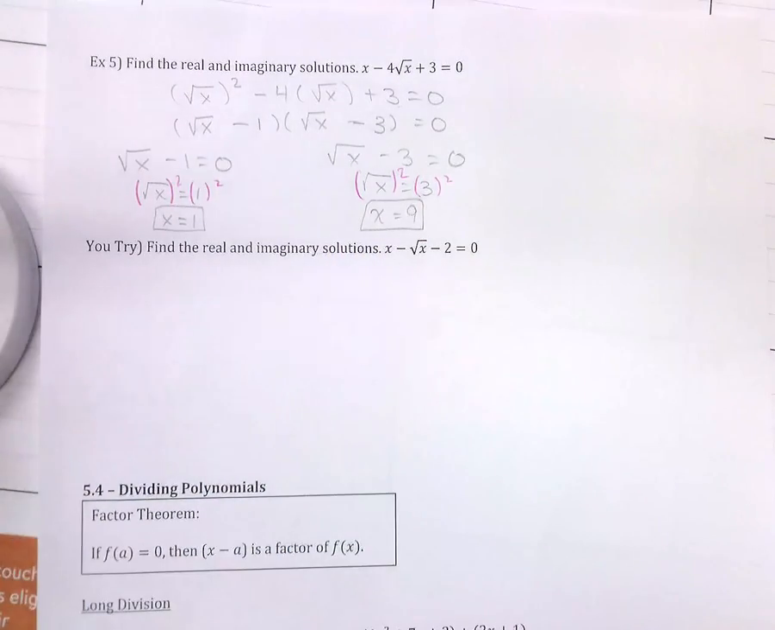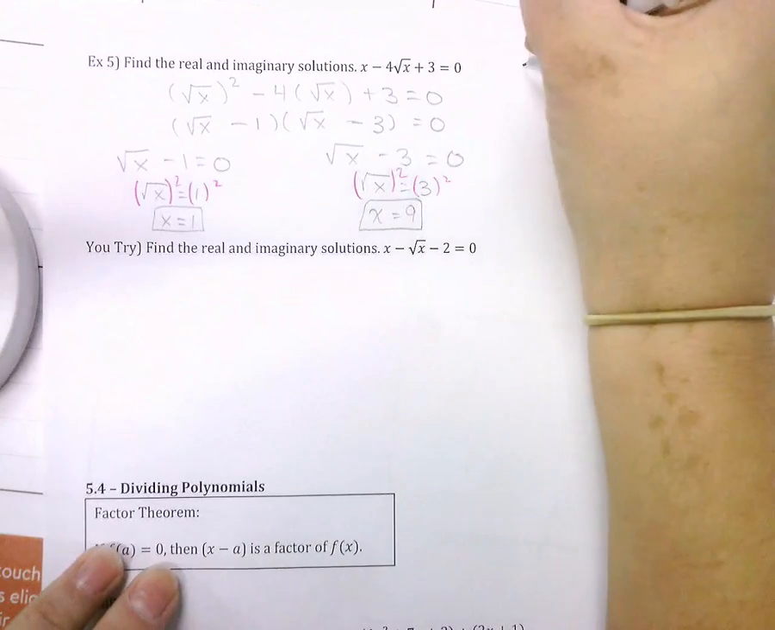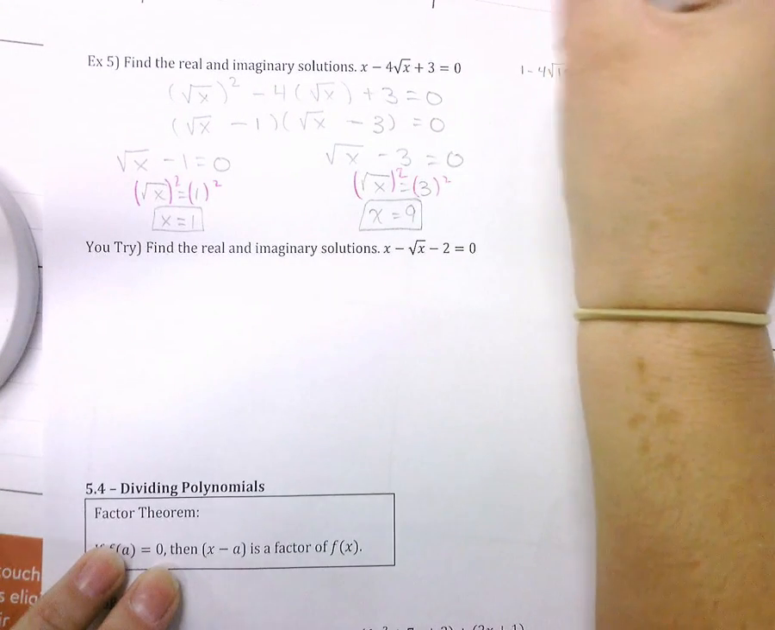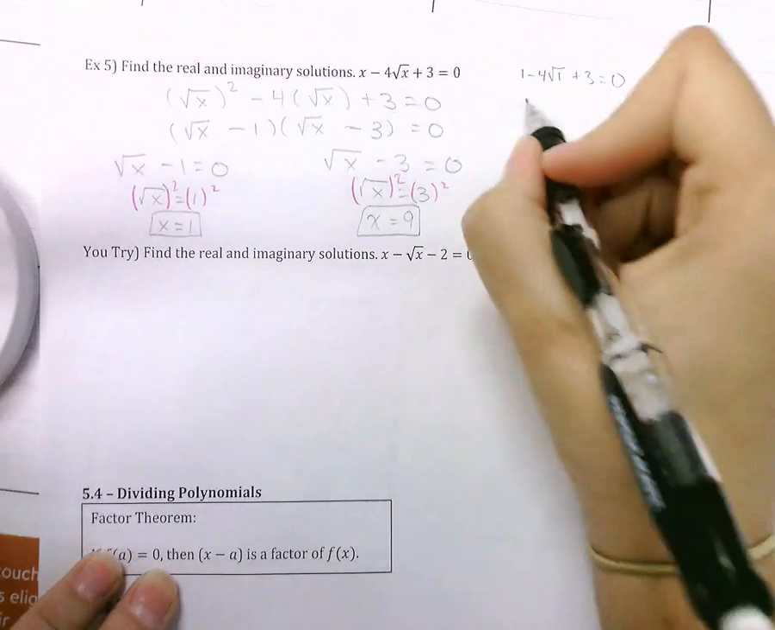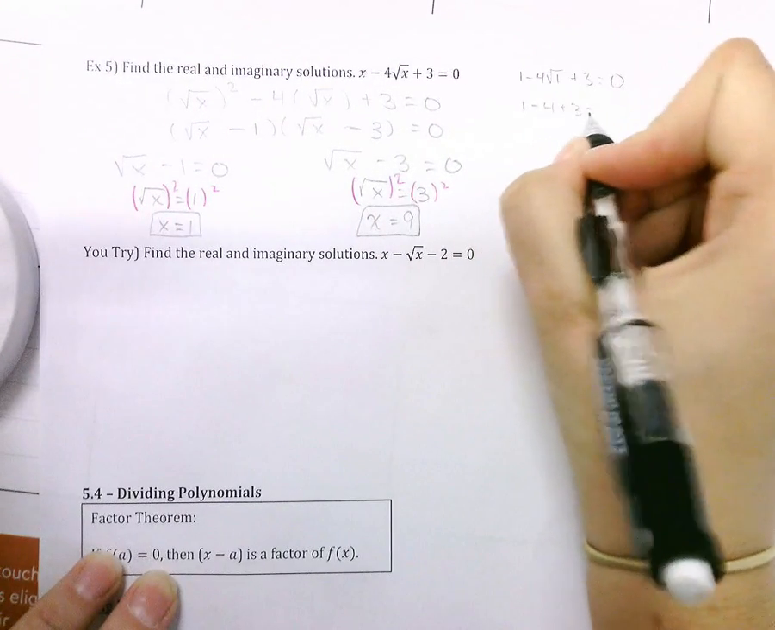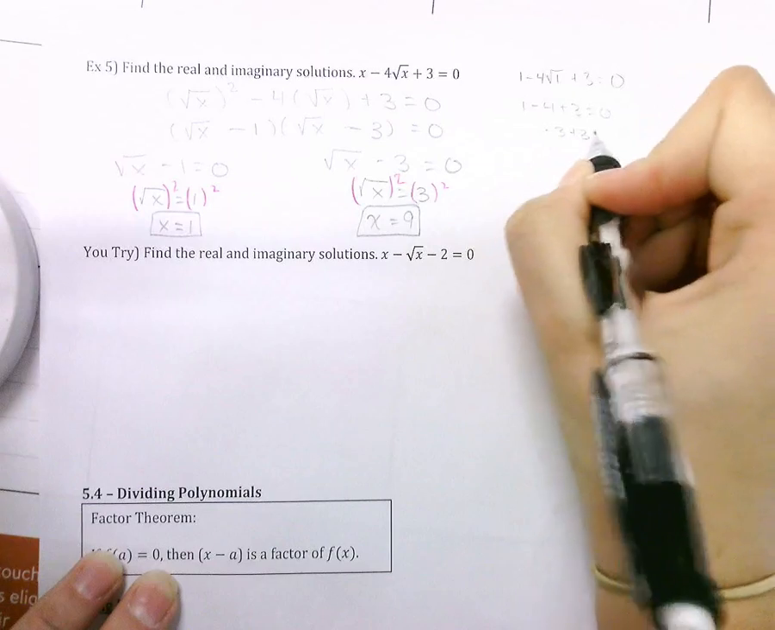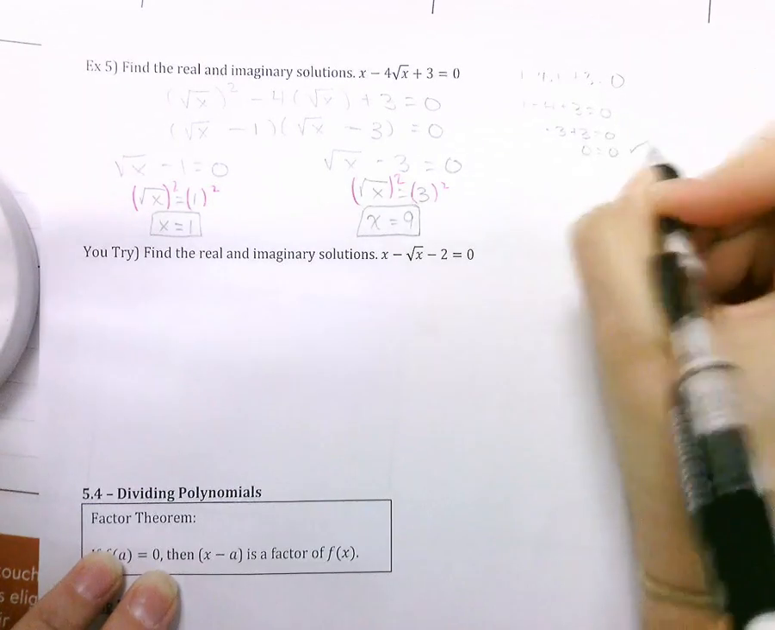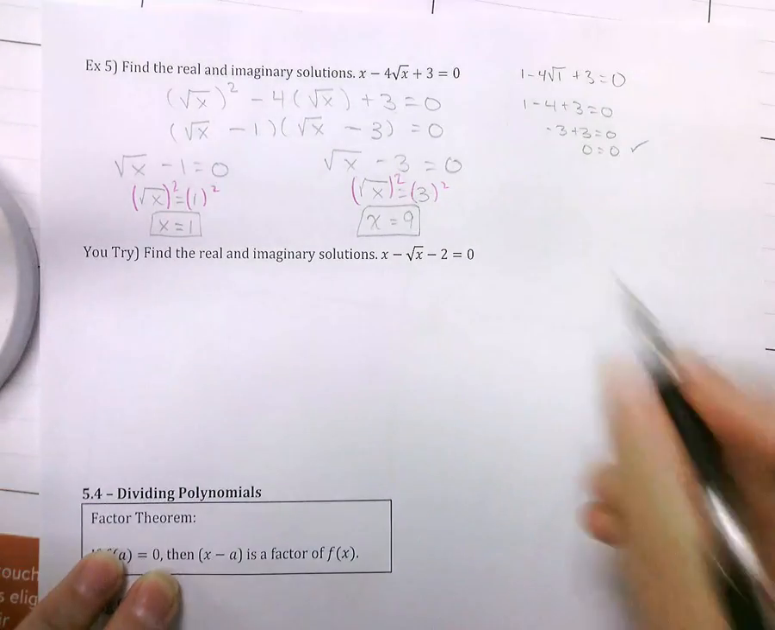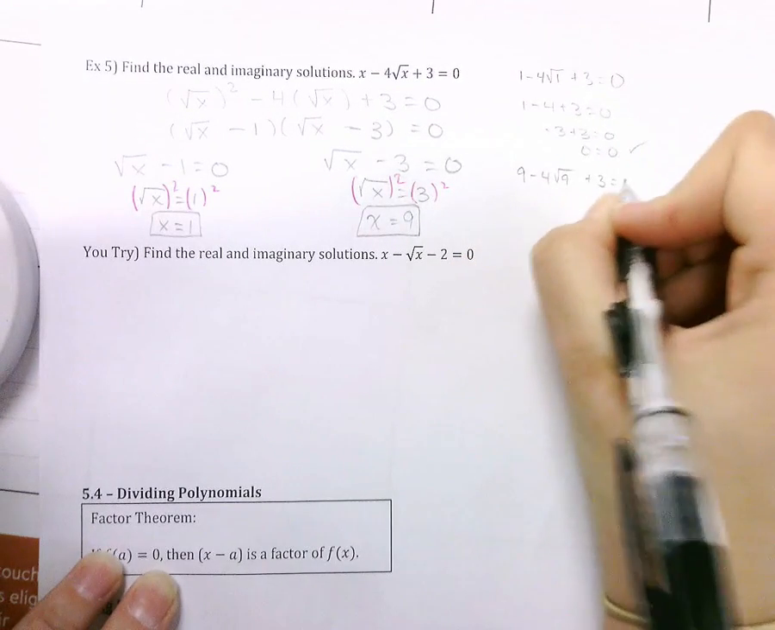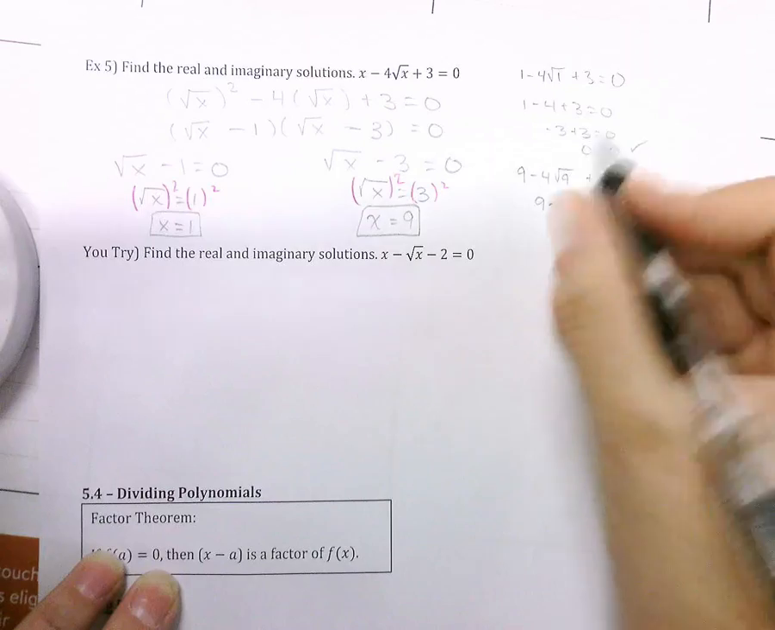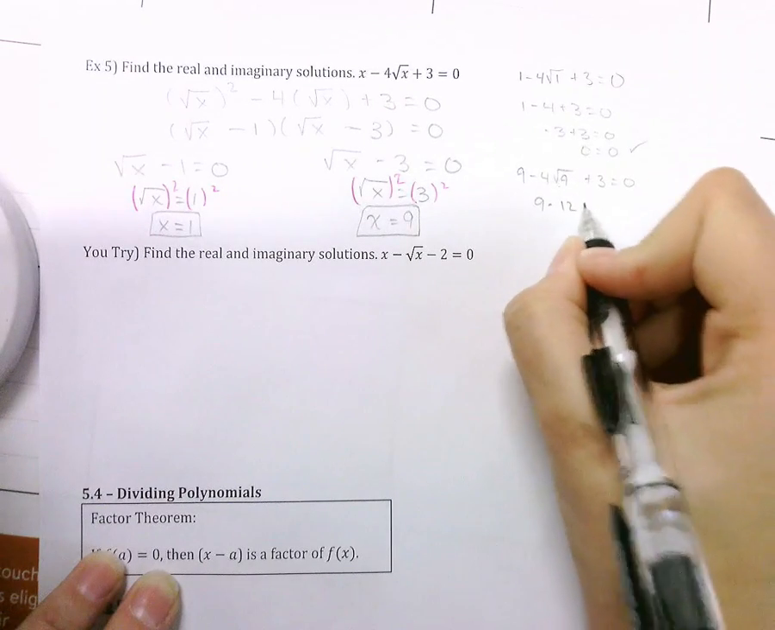Usually you check your answer just to make sure, because you can get extraneous solutions sometimes, so I'll just check one real quick. So if I plug in 1, I get 1 minus 4 plus 3. If I plug in 9, so 4 root 9, that's 4 times 3, so 12.